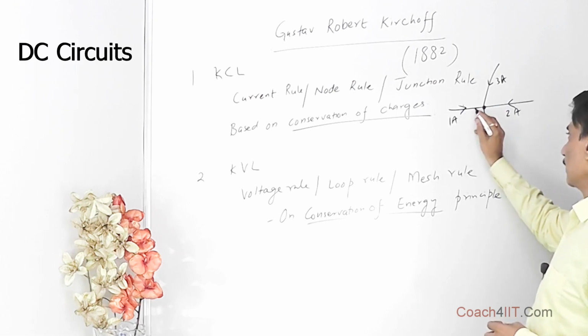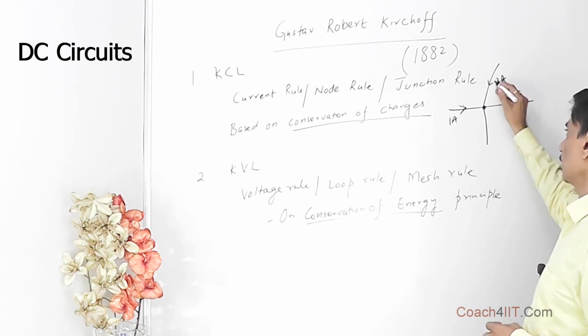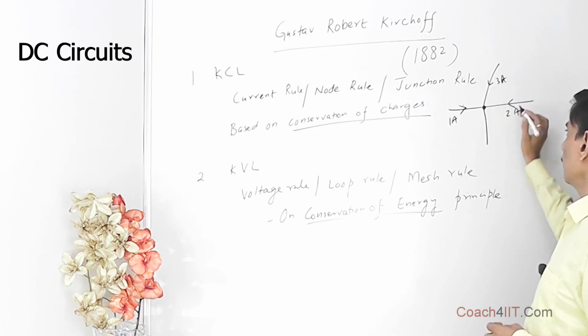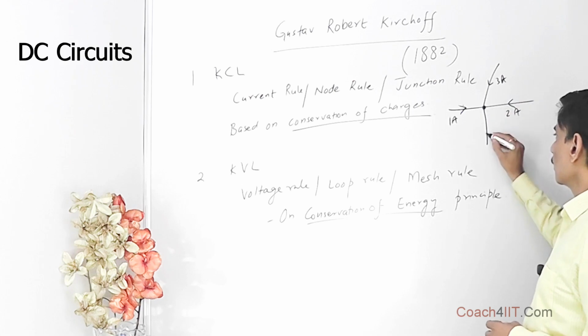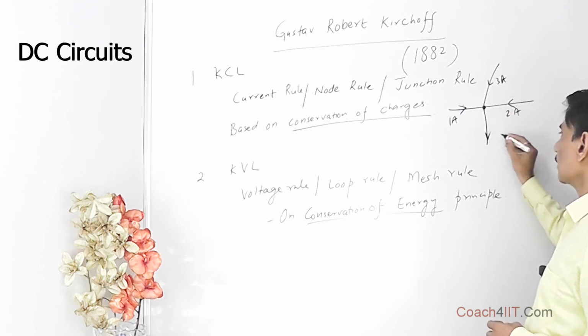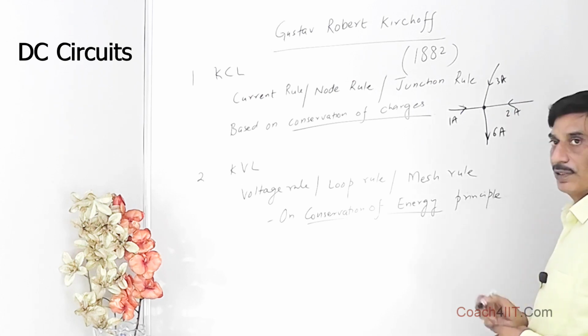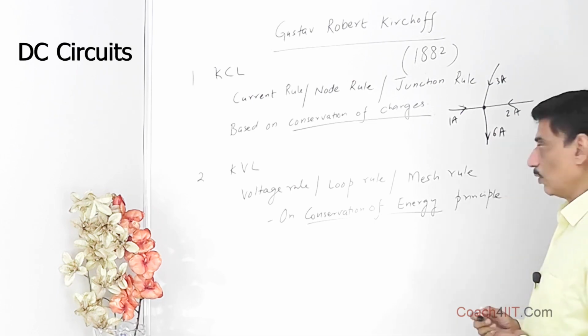Whatever charge is coming to this junction, the same charge should move away from it. So if 1 ampere, 2 ampere and 3 ampere are coming towards the junction, then 3 plus 2 plus 1, that is 6 ampere, is moving towards the junction. So from here the current should be in this direction and should be equal to 6 ampere. That is primarily Kirchhoff's law.